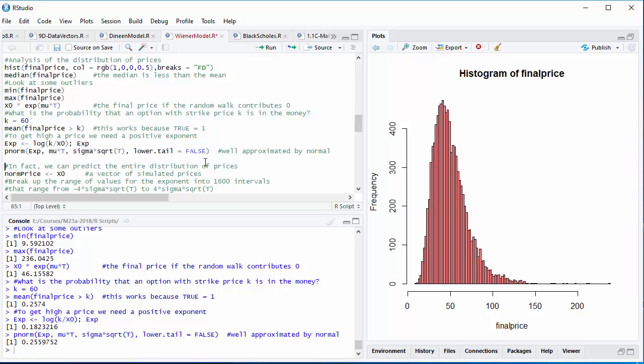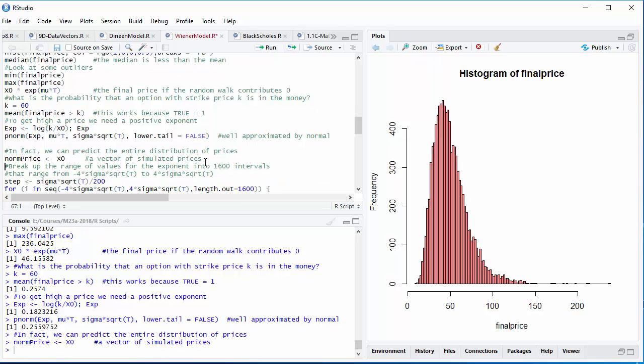Now, I can predict the entire distribution of prices. This is a little bit tricky, so watch carefully. I'm going to initiate a vector of simulated prices by putting in the price x0, and then I'm going to keep appending more and more prices to this vector.